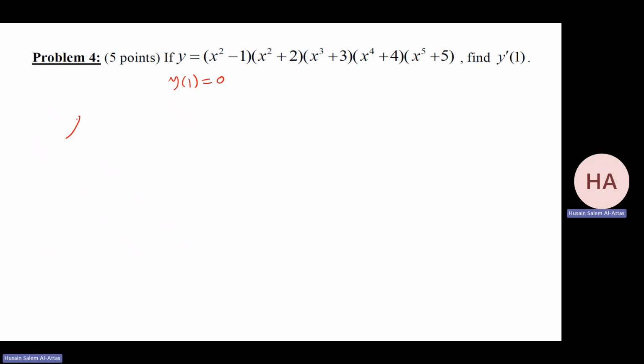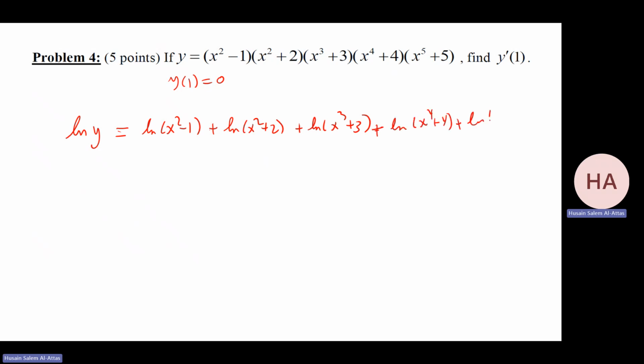Okay, let me. ln y will be what? It will be ln of x squared minus 1 plus ln of x squared plus 2 plus ln of x cubed plus 3 plus ln of x to the power 4 plus 4 plus ln of x to the power 5 plus 5. So no need to twist. Since y equal 1, 0, the result is 0. So let me do it.